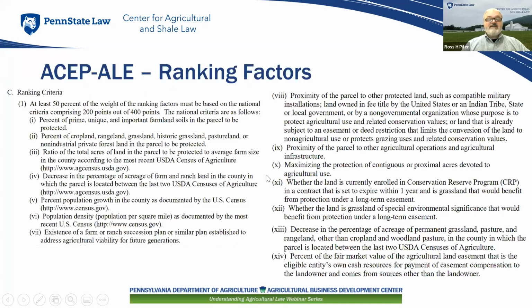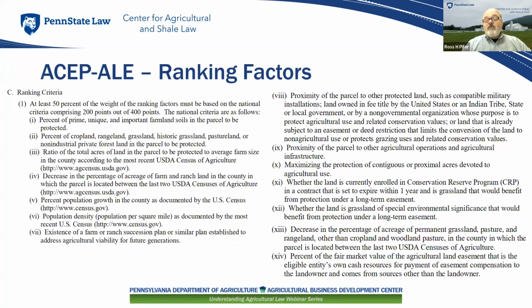And so, this next slide and the next two slides, obviously there's a lot of content here, and my intention was really just to give you a very big picture sense that there are specific factors that are looked at by USDA in determining whether to accept certain land into this program. If you look just at the first couple lines of the ranking criteria, I'm just going to read the language. At least 50% of the weight of the ranking factors must be on the national criteria, comprising 200 points out of 400 points.